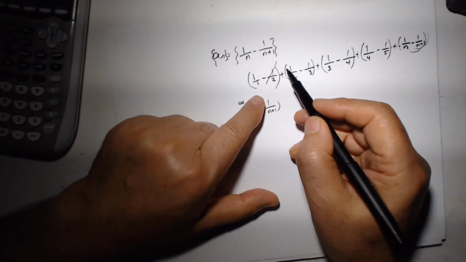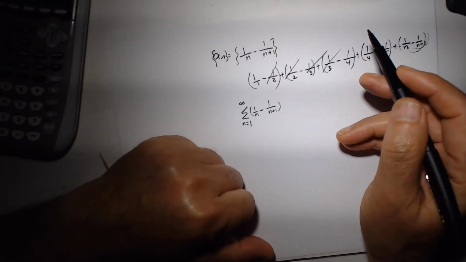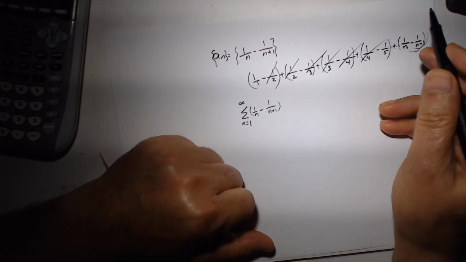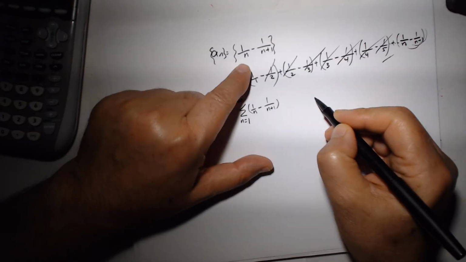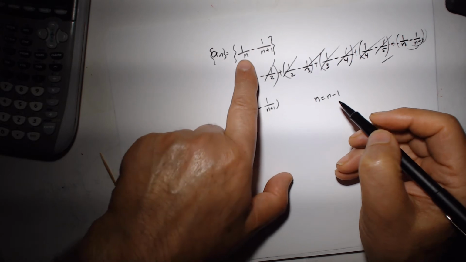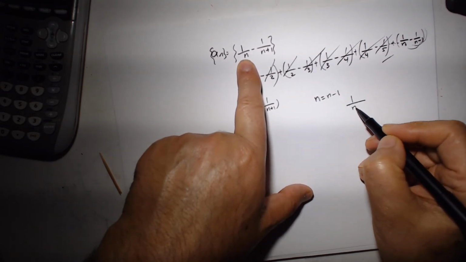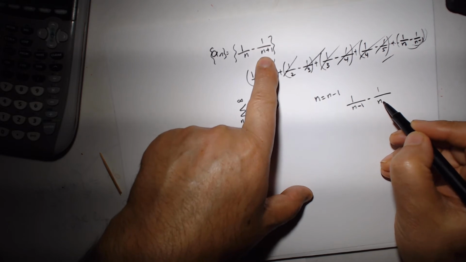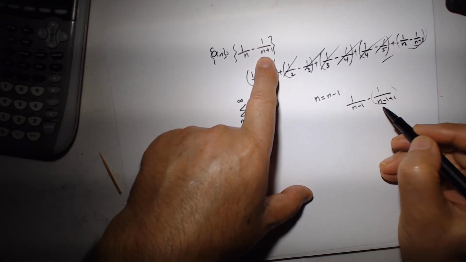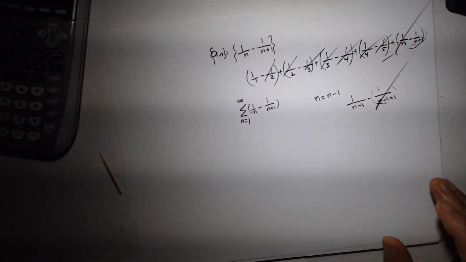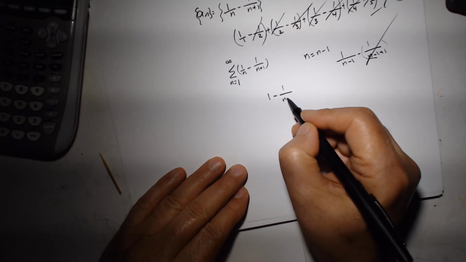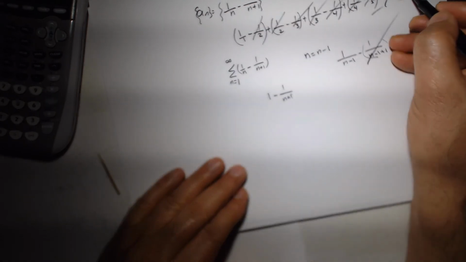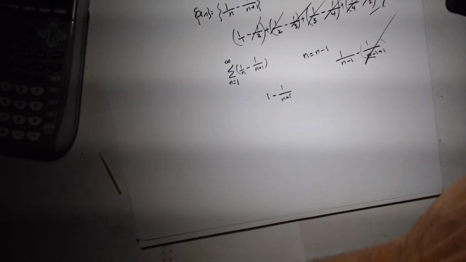When I add them, see, this cancels. This and this cancel. 1/5 and 1/5 cancel. But when n becomes n minus 1, what is it? That becomes 1 over n minus 1 minus 1 over n plus 1. See, that becomes 1 over n, and that 1 over n is gone. Then what is left is 1 minus 1 over n plus 1. Only the first one and the very last one.